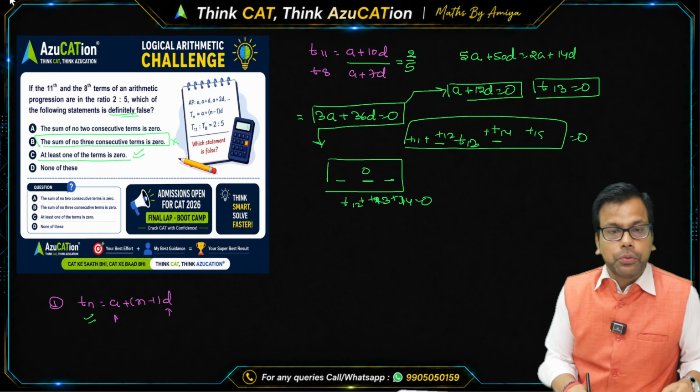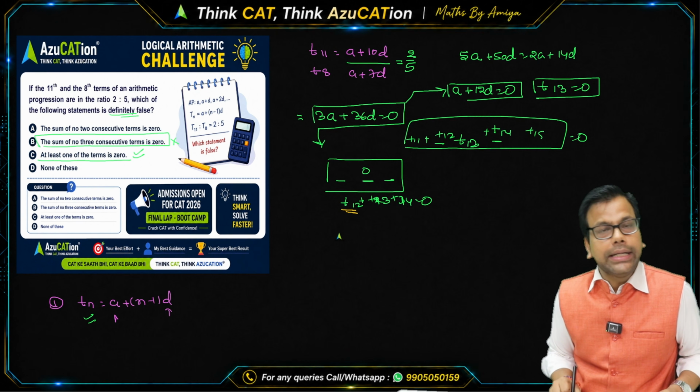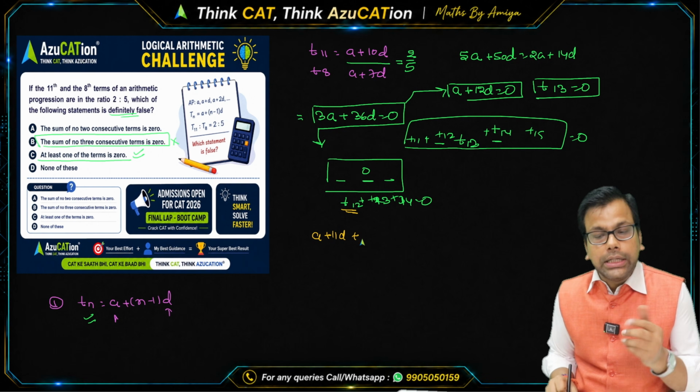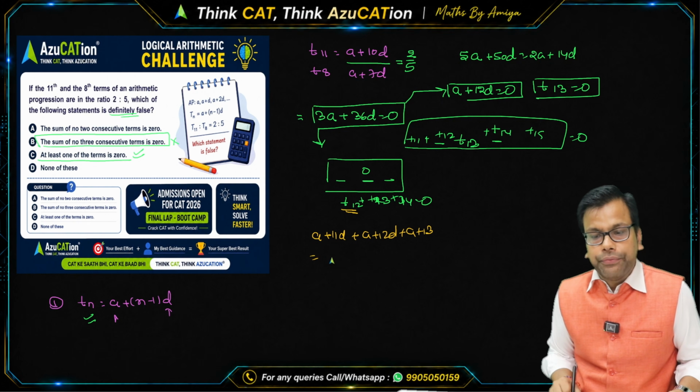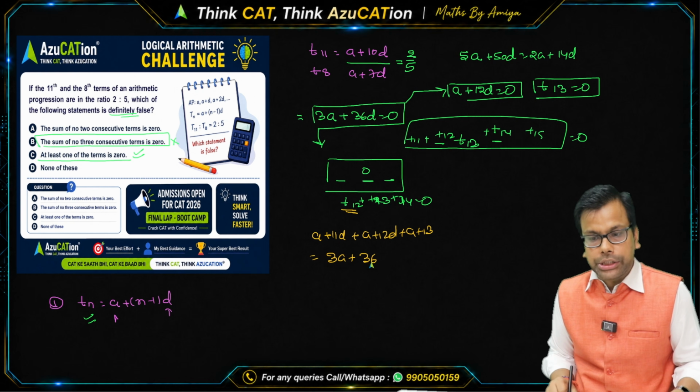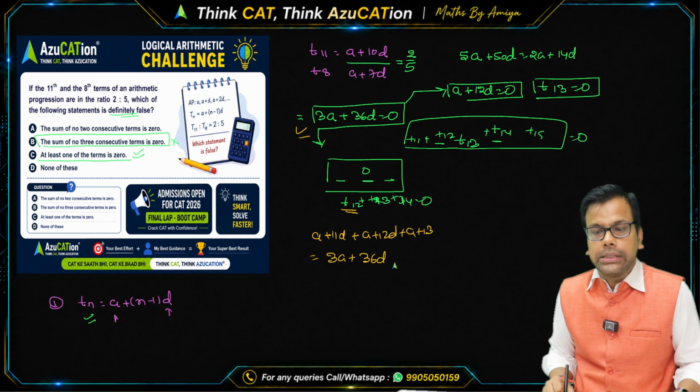Either you can prove it like this. What is the T12 value? T12 is a plus 11d. What is T13? It is a plus 12d. What is T14? It is a plus 13d. If we add, we get 3a plus (11 plus 12 plus 13), which is 36d, and this is equal to 0.